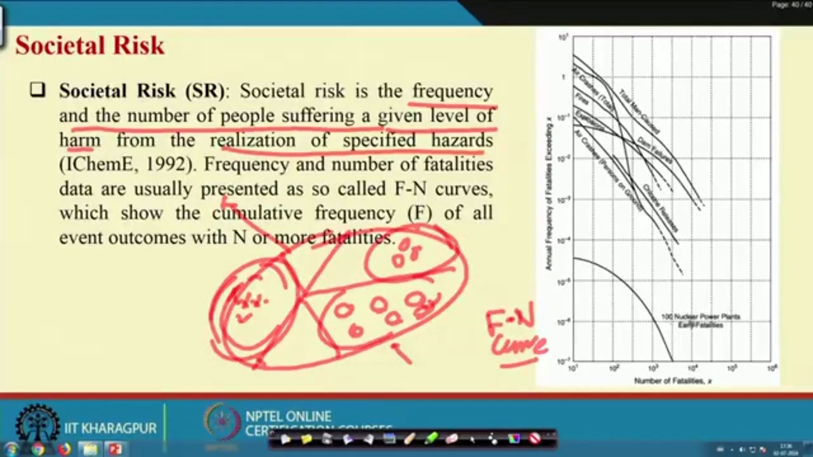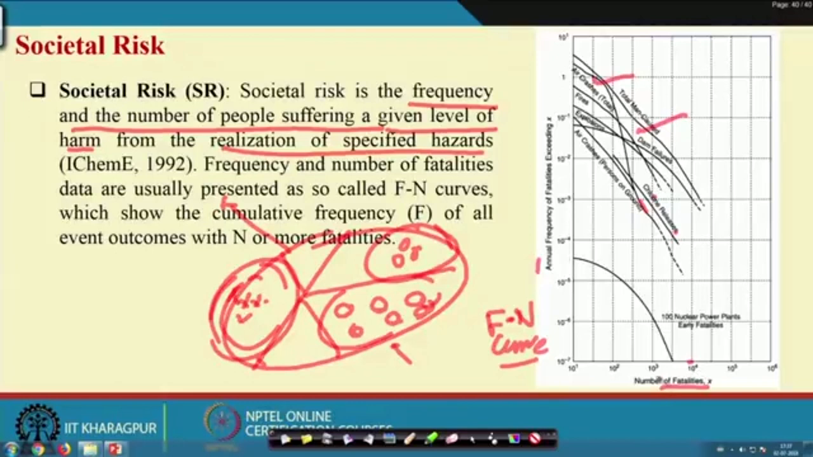Here you see 100 nuclear power plant early fatalities. So, this is risk. This one is, I think, an explosion. The second one, what is this? Chlorine something. And similarly, then total man-made risk, this one. The second one, all crashes, this one. But why is this kind of curve coming? Here, what is the number of fatalities? What is this? The annual frequency of fatalities exceeding x. So, x, or suppose my number of fatalities is this, exceeding that number of fatalities.